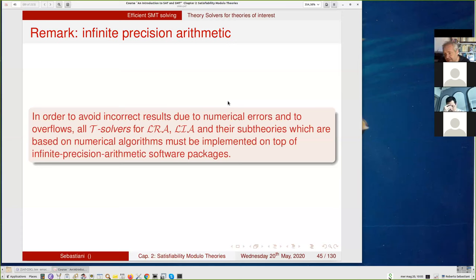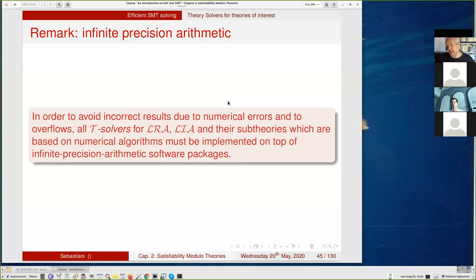So both with integers and with rationals, we need to use infinite precision packages. Actually, they are not infinite precision packages. Nothing is infinite within a computer. I would have preferred the name unbounded precision. The actual bound is the memory of your computer, of course.